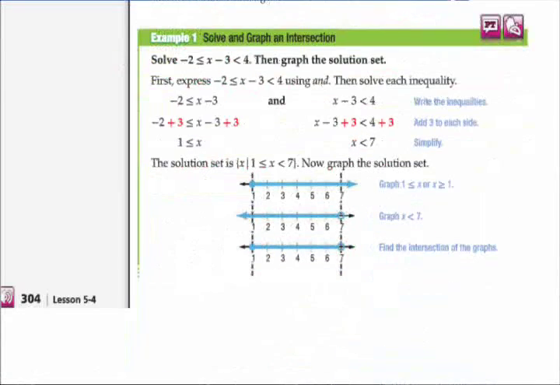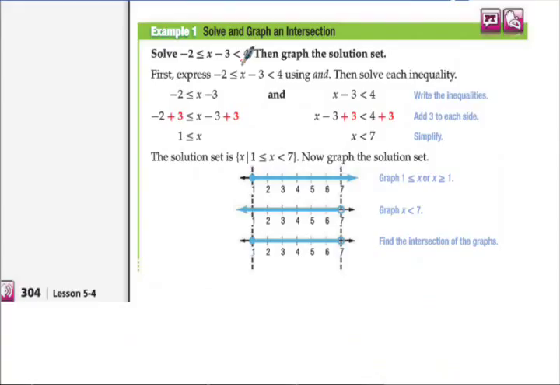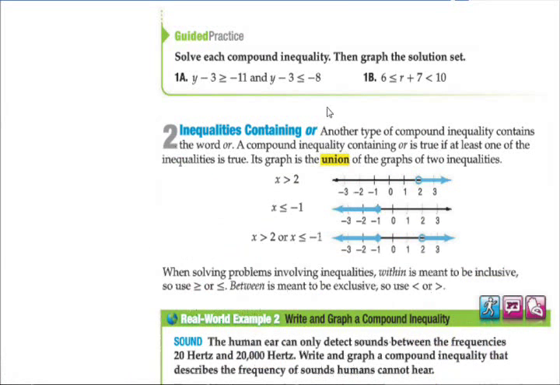It's really just that simple. If we were to solve this, we can write it as two different inequalities: -2 is less than or equal to x minus 3, and x minus 3 is less than 4. We graph the first one, and we graph the second one, and then the answer is just the overlap. Separating them can be the hard part. I'll even show you in class how we can solve without separating them, but that's a little more complicated, so I'm going to save that for class.